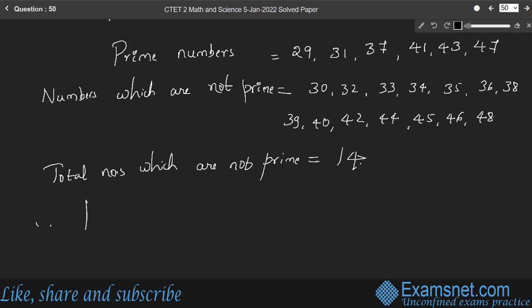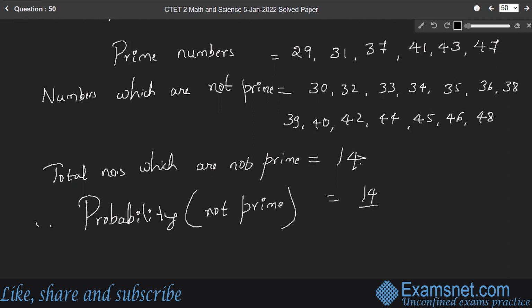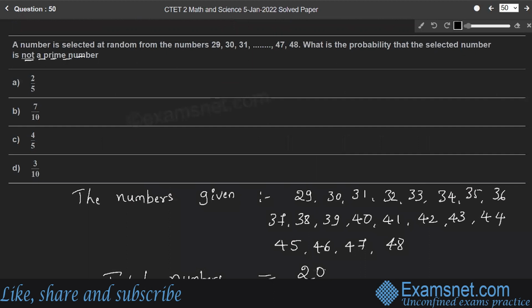Therefore, probability of numbers which are not prime is equal to 14 by 20, which is equal to 7 by 10. After simplification, we will get 7 by 10. Therefore, the correct answer is the probability that the selected number is not a prime is 7 by 10.